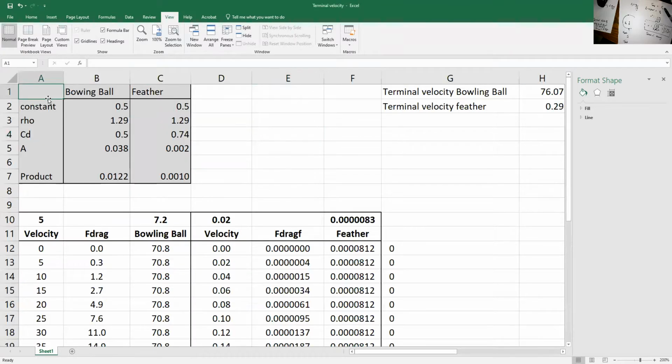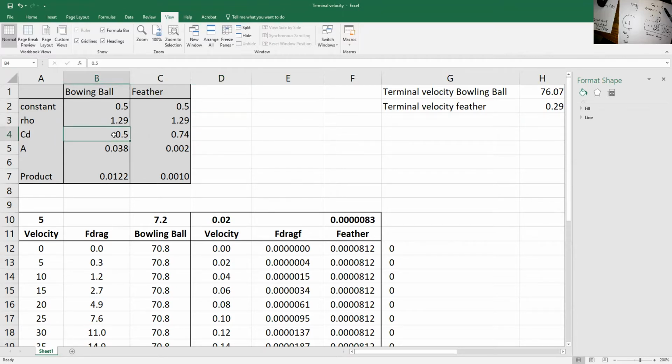So up in this top corner, I just put all the constants. Here's the bowling ball, here's the feather data, here's 1/2 rho CdA, V squared. Here's rho, 1.29, that should be kilograms per meters cubed. I can't get the cube in there quickly, so I'm going to skip that. Cd, a unitless parameter, is 0.5.